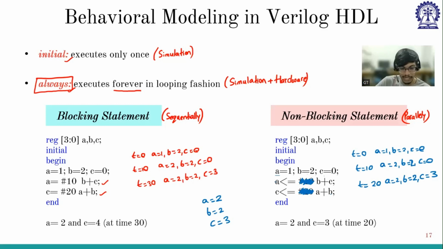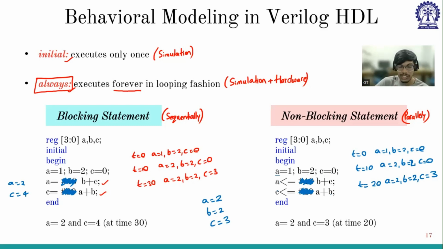So when we are writing, if it is sequential, first this line will be executed and then the execution of this line will start. So A will become 2, and as the A value has updated, now C will take the updated value of A and C will become 4.